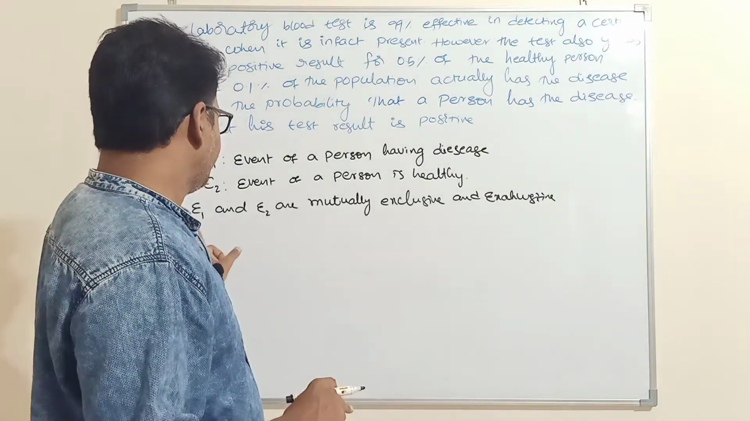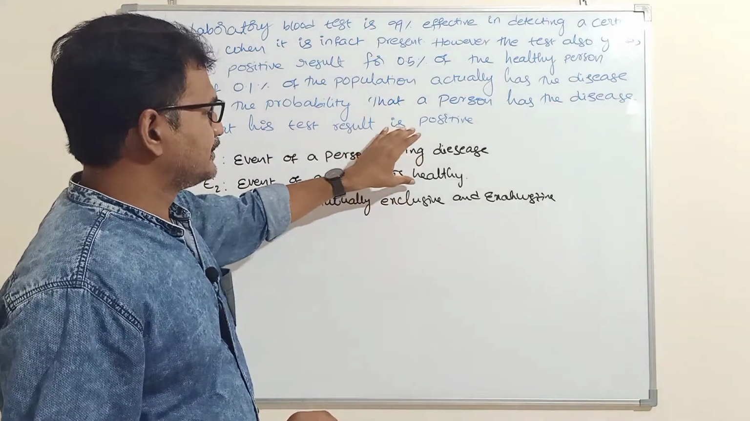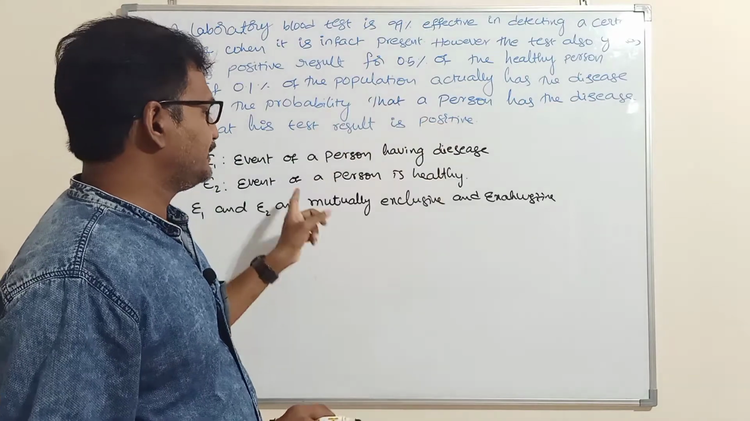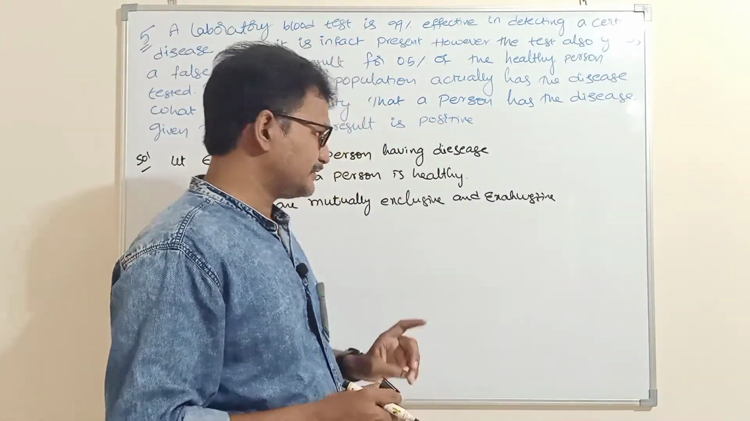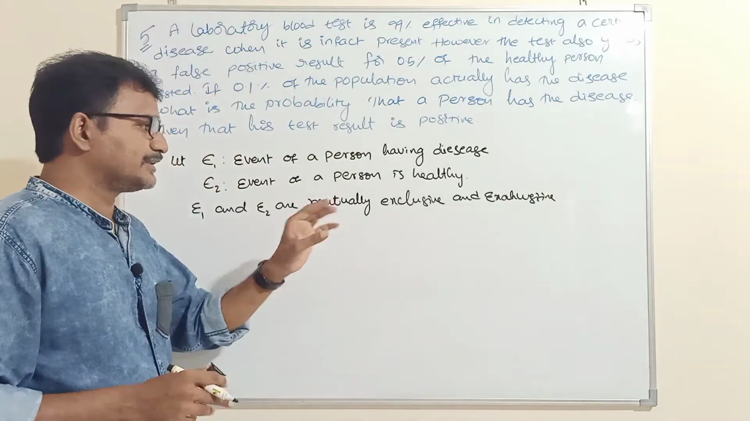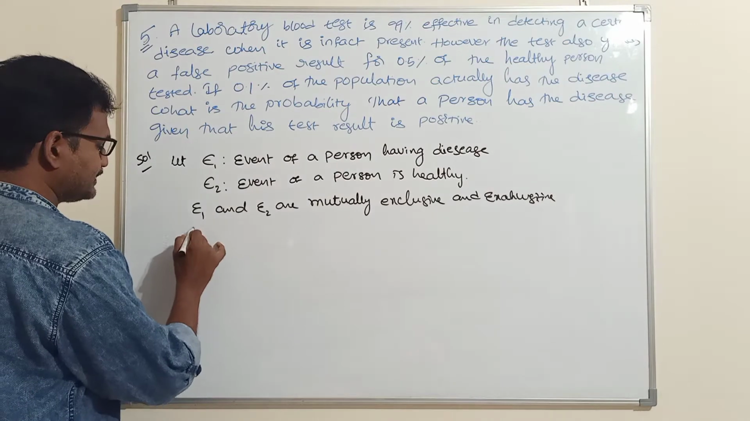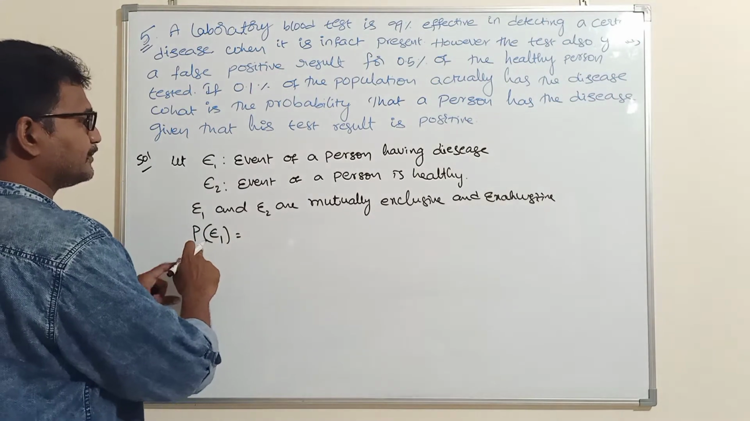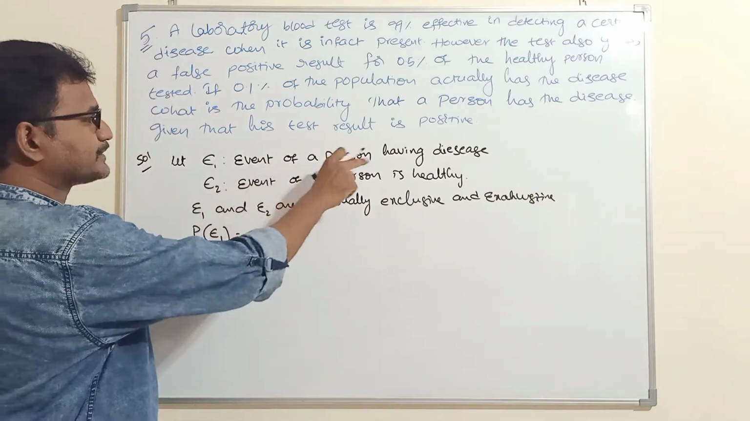Next, E1 union E2. So healthy persons plus disease persons is equal to total population, right? So that's why E1 union E2 is equal to S. Therefore, they are called exhaustive events. So E1 and E2 denote mutually exclusive and exhaustive events. So next, what is the probability of event of a person having disease?